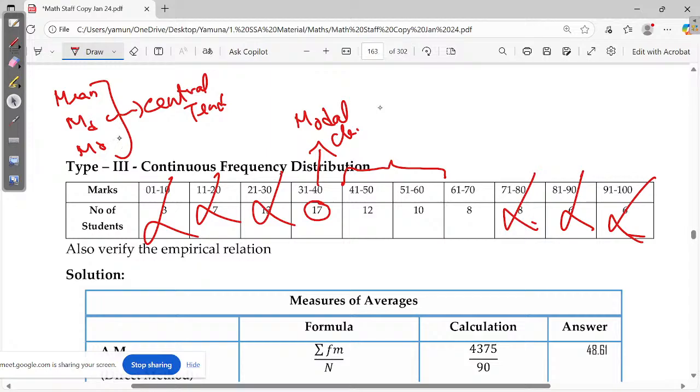So now leave off mode. Come to mean and median. Again, they are nothing but measures of central tendency. So where will they lie? Leave off these two. It's going to lie somewhere over here. Is it okay? So this is how we can easily guess.